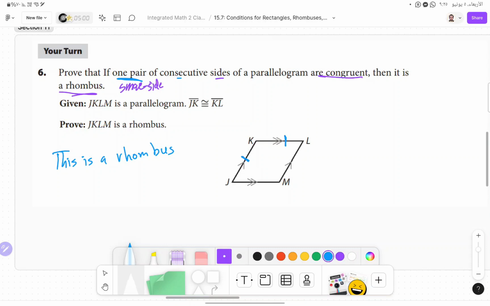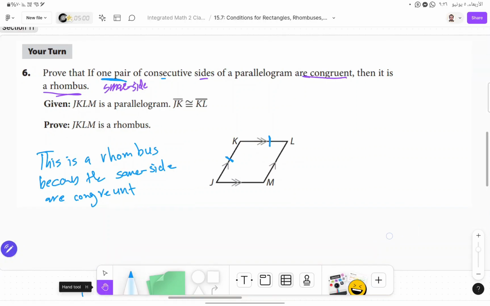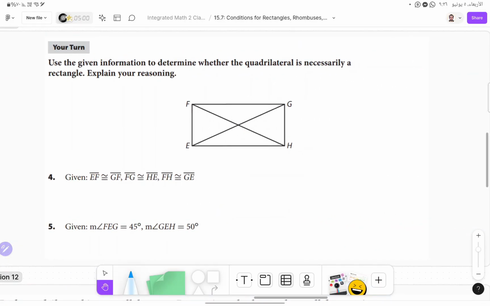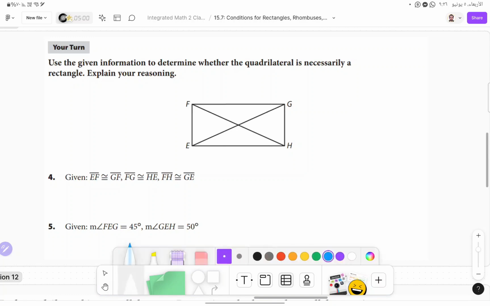Why is this one a rhombus? Because same sides are congruent. And we know that if the same sides are congruent, this one should be a rhombus. Okay, next question here. Now use the given information to determine whether the quadrilateral is necessarily a rectangle and explain why.